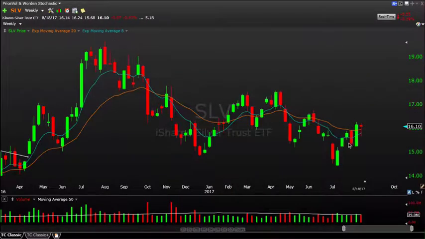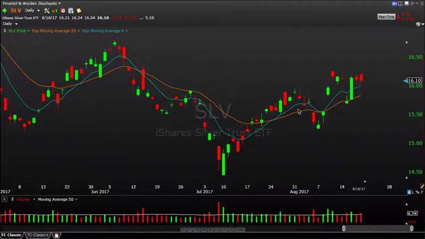In silver, very much in the same situation, down slightly on the week, but you can see trying to hold up here at this trend line, this downtrend line here, extending from the April highs. So again, silver trying to remain resilient.